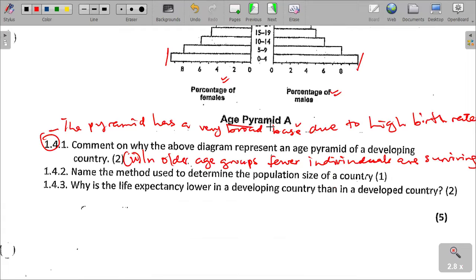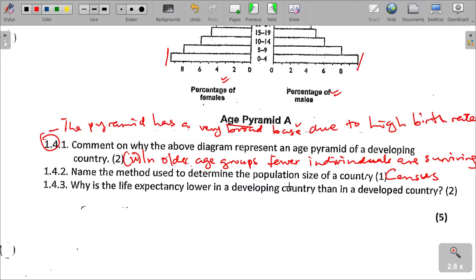Question 1.4.1, name the method used to determine the population size of a country. I'm sure that as a class we understand that a census is done, whereby the country's population is counted. People are counted to see how many people we have in a country. So population is determined through census.